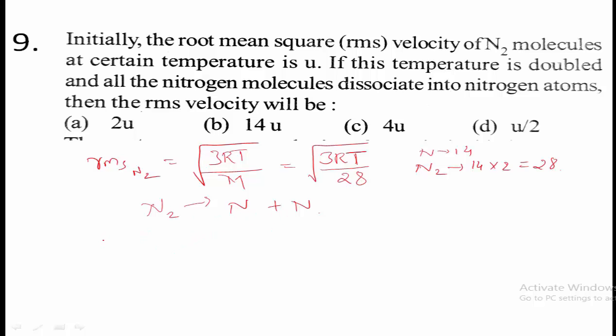Then what will be the RMS velocity? So the RMS velocity of N, that is nitrogen atom, is equal to square root of 3R, temperature is doubled, so twice of T, divided by M. M means what? Atomic mass, that is 14. Here N is one atom, so we take 14. The temperature is doubled, so instead of T we write 2T.